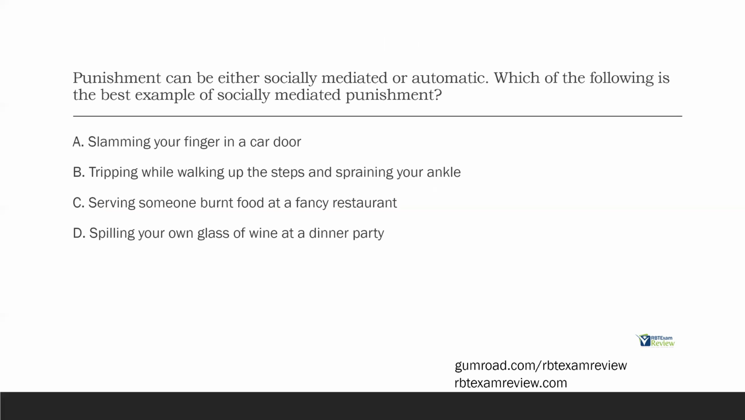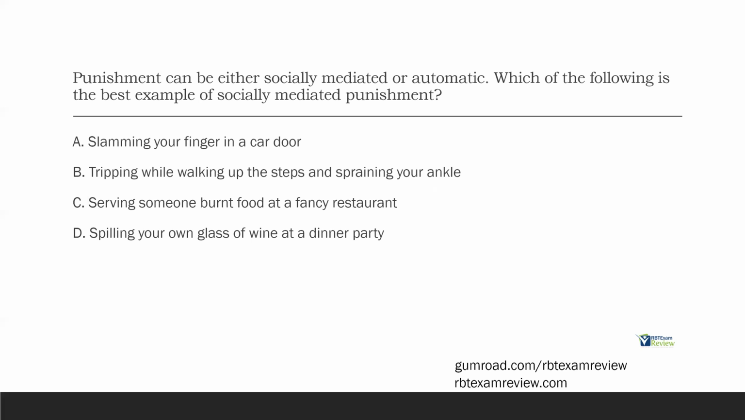Punishment can be either socially mediated or automatic. Which of the following is the best example of socially mediated punishment? What's the difference between socially mediated and automatic? Automatic, of course, means nobody else is involved. There's one person involved. Socially mediated, 2 or more people are involved. So if we're looking for the best example of socially mediated punishment, we just need to find the scenario where more than one person is involved.